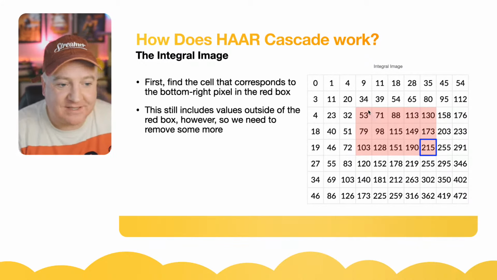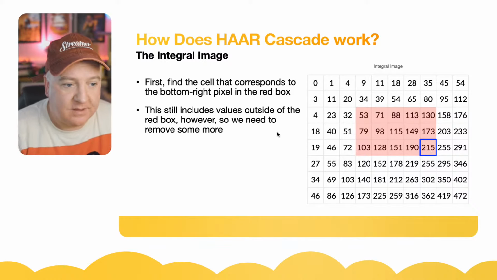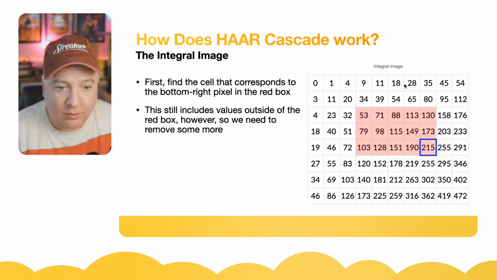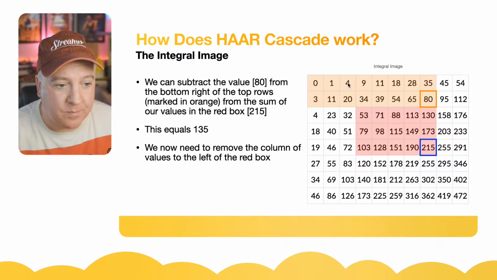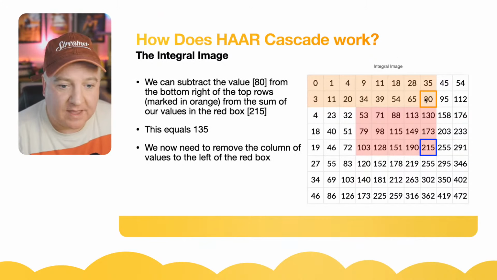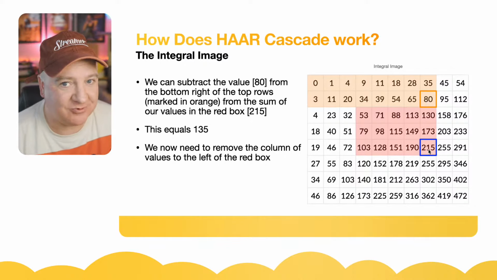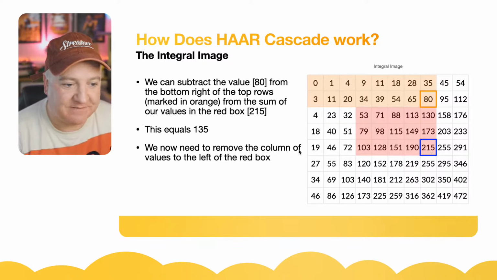So the first thing is to find the corresponding bottom right pixel in that red box that we just selected. So it's 215 in our integral image. This still includes the values outside of that red box, so we just need to make sure we remove them. So what we mean by this is a whole block of pixel values here, and a whole block of pixel values here that we just need to take off that. So let's see how we do that. So the first one, we can take off that top row, and we look at the value there, it's 80. So we simply just take 80 from our 215. That's really simple math for us to do. That's 135.